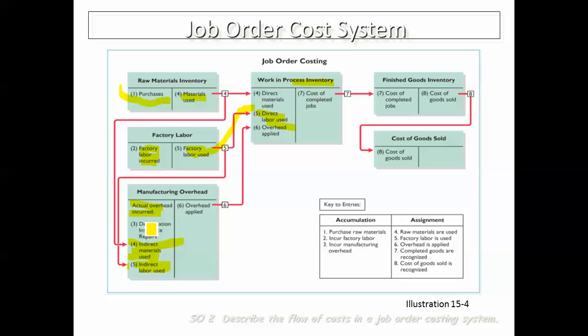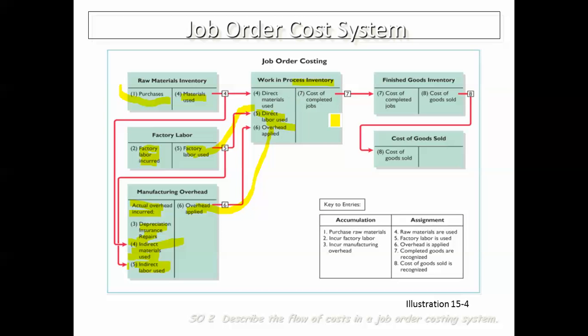Now, I accumulate all the overhead down here: depreciation, insurance, repairs, rent, and so on, actual overhead. But I don't know what the total actual overhead is going to be for the whole year, so I must make an estimate, and I apply that overhead right to work in process.